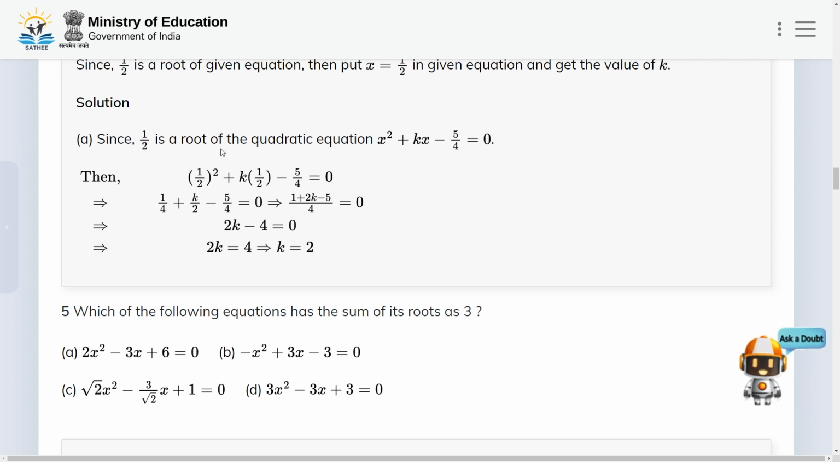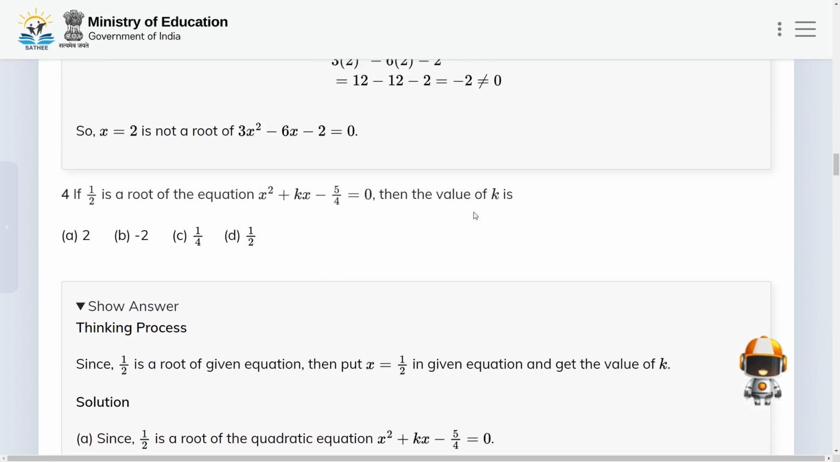Okay, so since 1 by 2 is a root of the quadratic equation x square plus kx minus 5 by 4 is equal to 0, then 1 by 2 square plus k times 1 by 2 minus 5 by 4 is equal to 0. It implies 1 by 4 plus k by 2 minus 5 by 4 is equal to 0, and it implies 1 plus 2k minus 5 by 4 is equal to 0, and it implies 2k minus 4 is equal to 0, so 2k is equal to 4, and k is equal to 2.